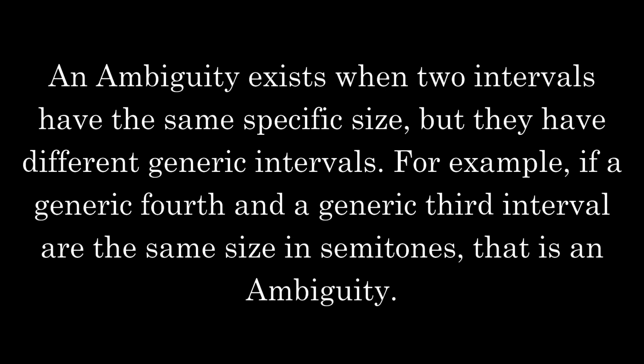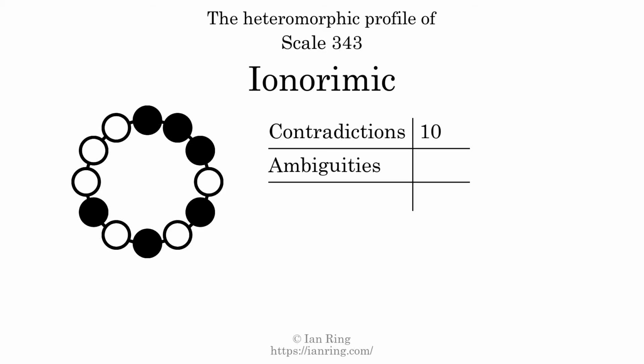An ambiguity exists when 2 intervals have the same specific size, but they have different generic intervals. For example, if a generic fourth and a generic third interval are the same size in semitones, that is an ambiguity. The number of ambiguities in this scale is 23.